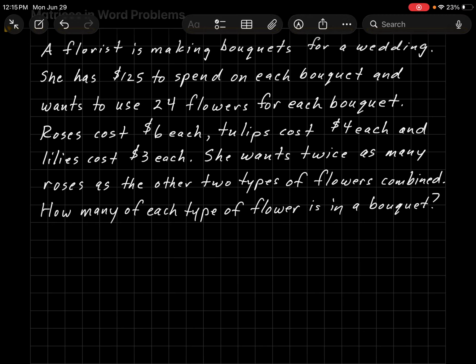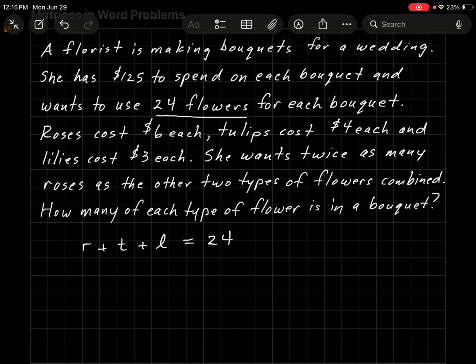Well, we have three unknowns really. We have roses, tulips, and lilies. And since we have three unknowns, we should have three equations. So let's see if we can make three equations. The first one I'm going to use with this information right there. There are 24 flowers total. So I can say R plus T plus L equals 24. R for roses, T for tulips, L for lilies.